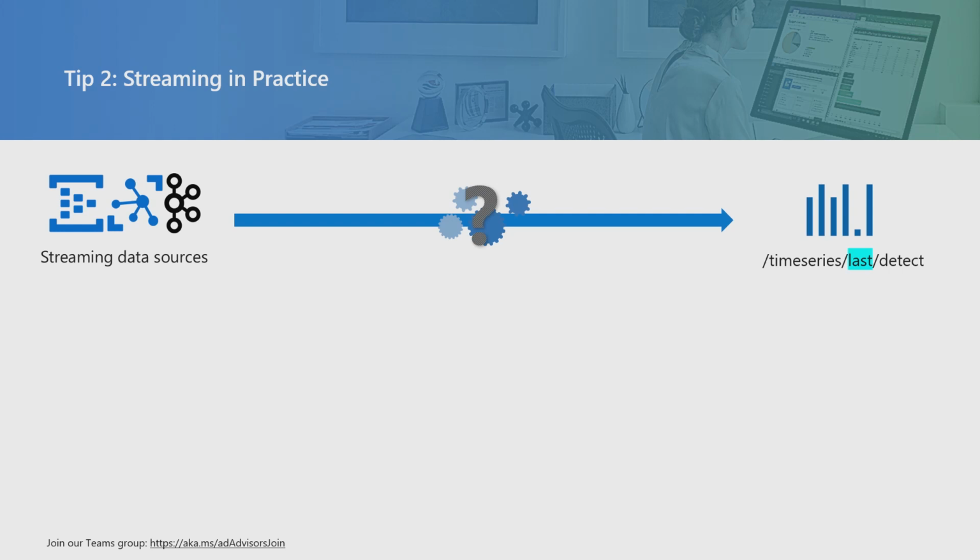However, from time to time, some developers who start to code with Anomaly Detector APIs get really confused about the /last API. And they will find it a bit difficult to connect the API with a streaming data source. So in order to build a streaming anomaly detection solution with Anomaly Detector, developers and architects, you really need to keep two important things in mind.